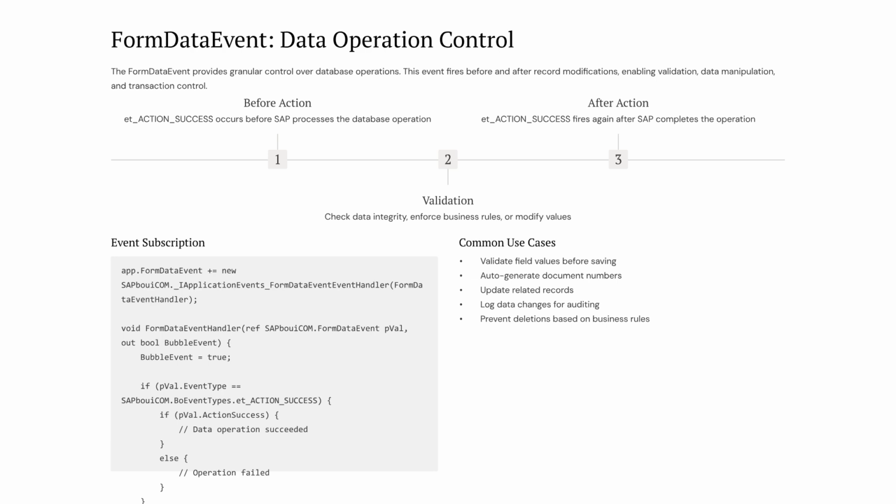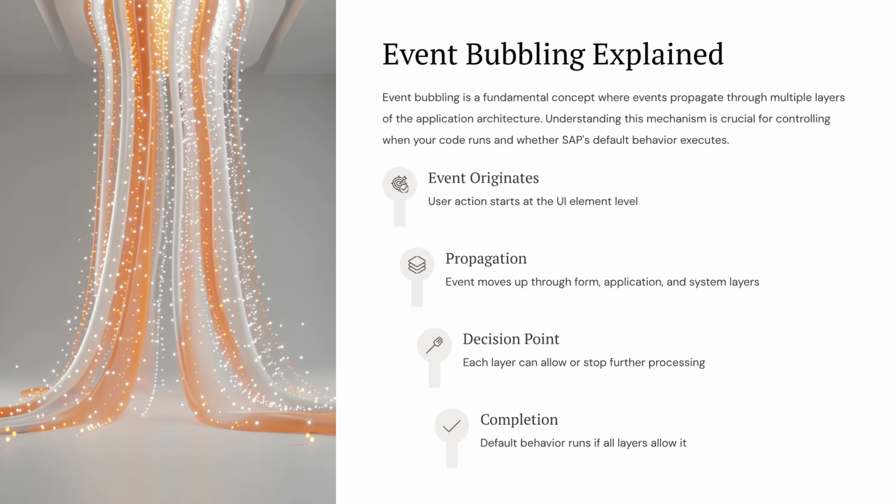The FormDataEvent provides control over record operations, firing both before and after the database action. The before action phase is crucial for validation and modification, while the "after action phase" can be used for follow-up logic or notifications. Event bubbling is the process where an event travels through the application layers.